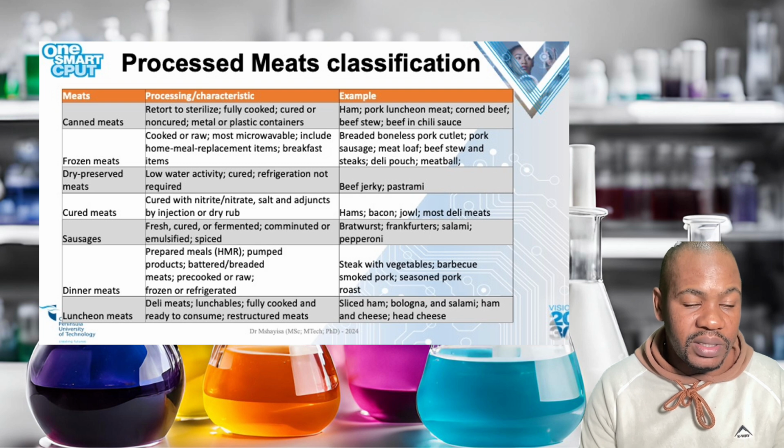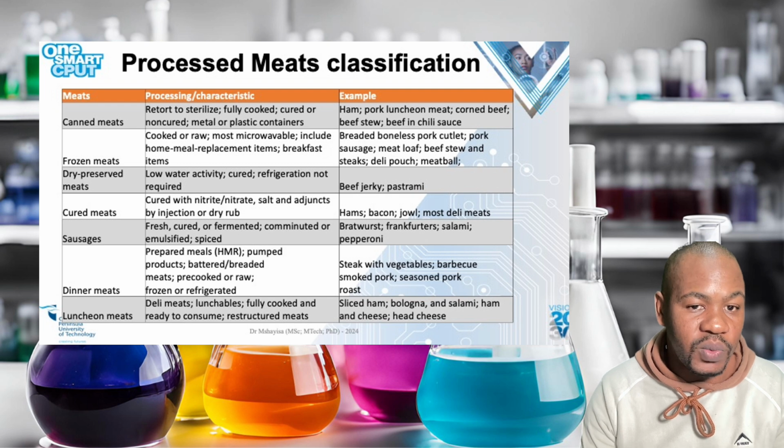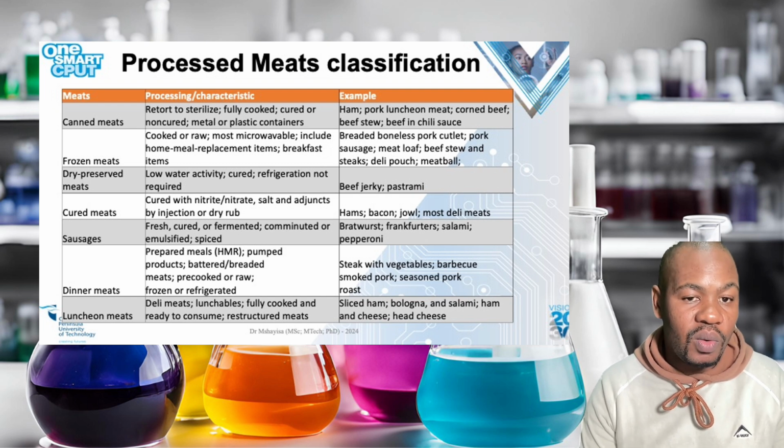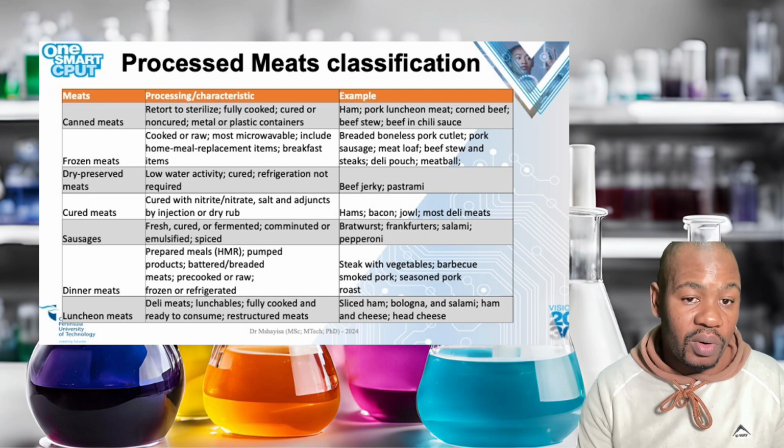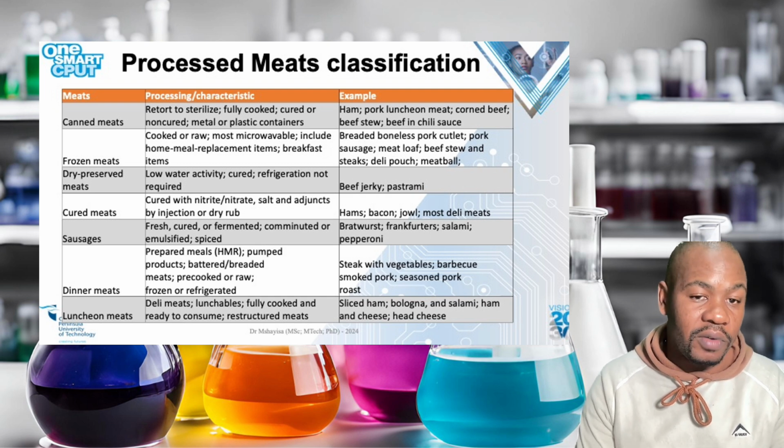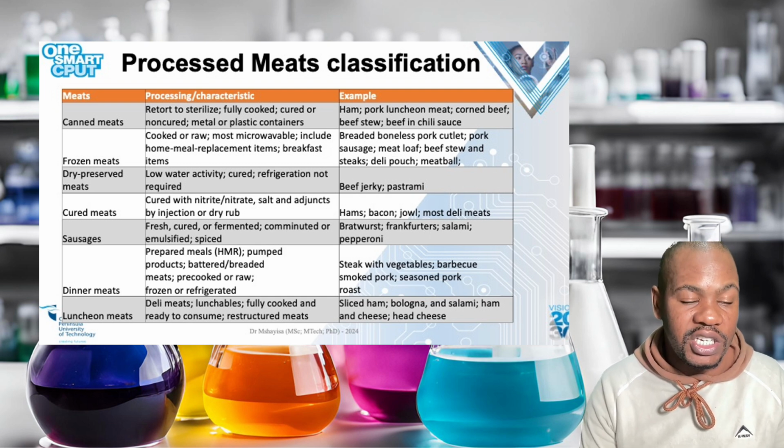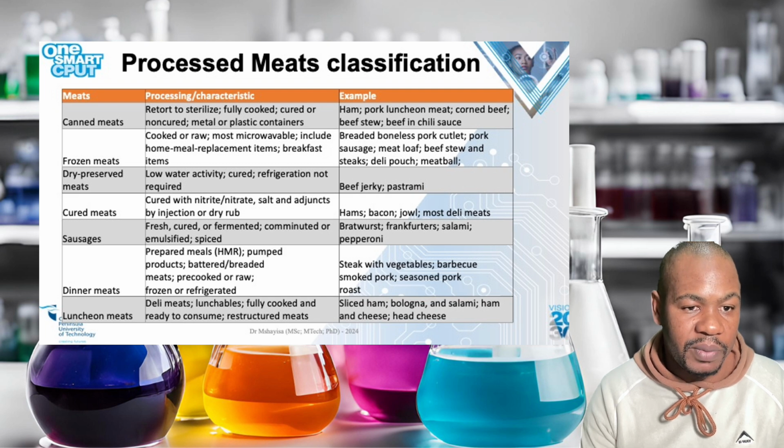Dry preserved meats are meats that are characterized by a low water activity. And for this, we know once you have a low water activity, you inhibit microbial growth. And these are products that can be cured. For these products, refrigeration is not necessary. And we see examples such as biltong, beef jerky in other words, and pastrami.